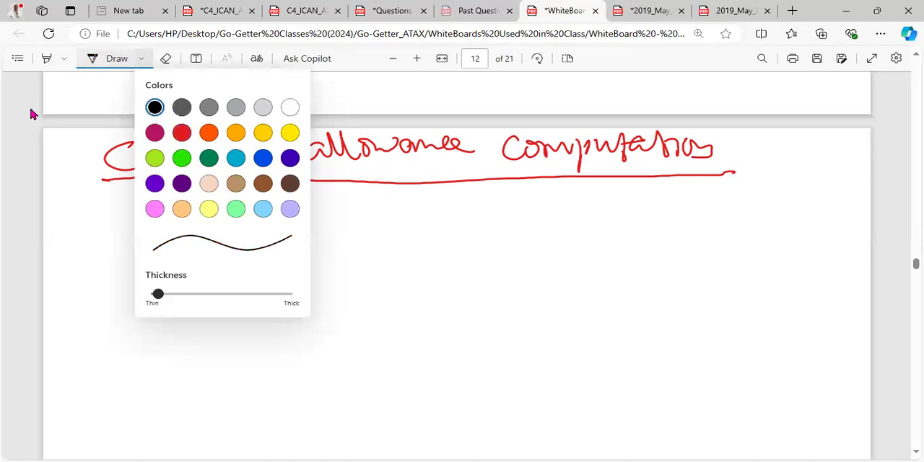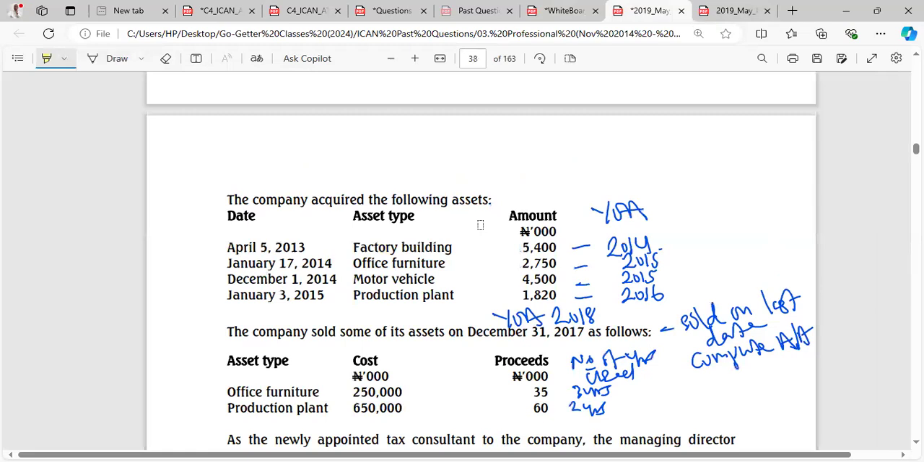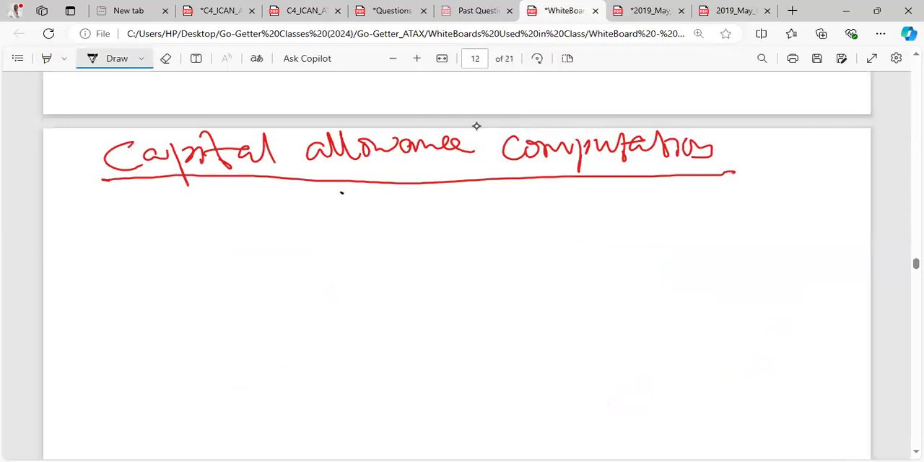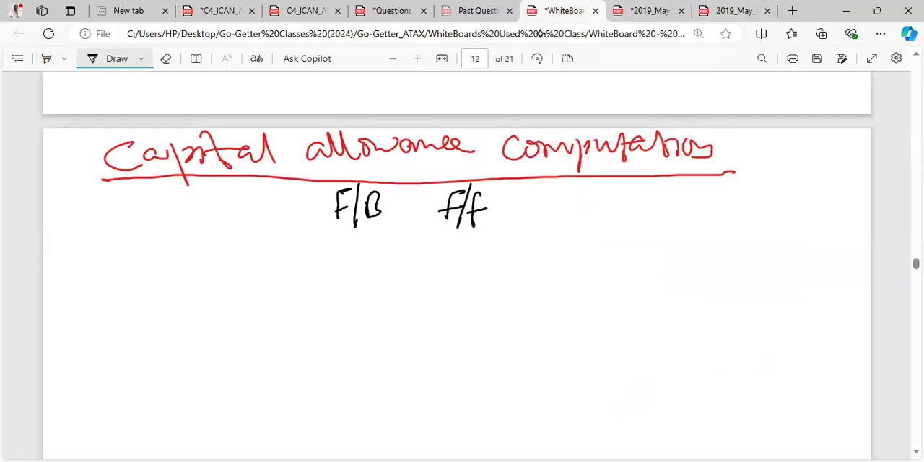So we'll bring those assets down now. Where are those assets? We'll start. This is factory building, office furniture, motor vehicle and plant. Factory building, furniture and fittings, motor vehicle and production plant. Then say total CA.